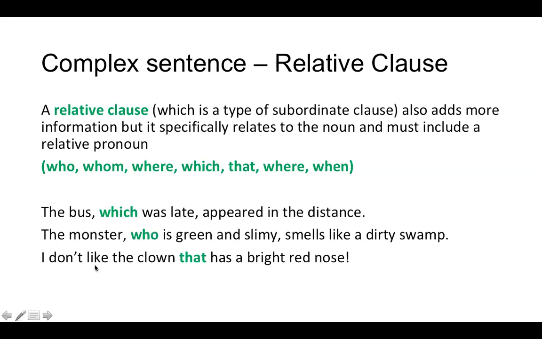If we look at the last one, I don't like the clown that has a bright red nose. That has a bright red nose is our relative clause. You can see I haven't put a comma here, and that's because this relative clause is actually crucial in making this sentence make sense. This part of the sentence relies on the relative clause to make the sentence complete. I don't like the clown is left unfinished. We don't know what clown. Okay, if it said I don't like clowns, that's fine. That would be a complete sentence. But I don't like the clown. The clown what? Okay, we have to finish. So I don't like the clown that has a bright red nose. Okay, and that is called a restrictive relative clause.